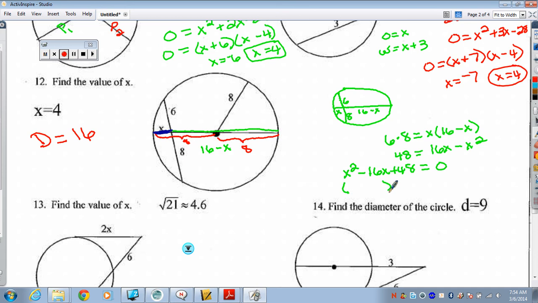This is going to factor to 4 and 12, and they're both going to be negative. So x minus 4, x minus 12, x equals 12, x equals 4. Only one answer works, because if I put a 12 back in here, 16 minus 12 is 4. I know the diameter is 16 units long. If this part of it right here is 4, and this part is 4, that's telling me my diameter is only 8 units long, and we know the diameter is 16. So my only possible answer now is x equals 4.